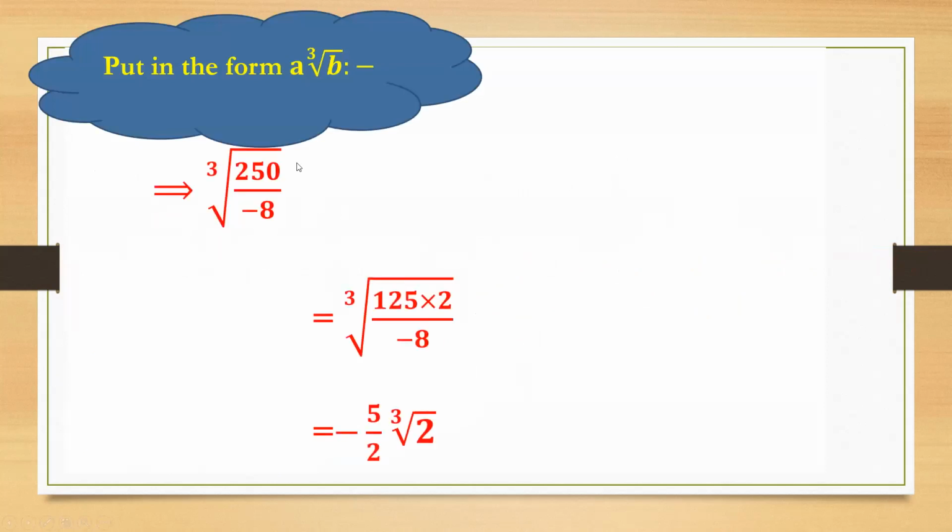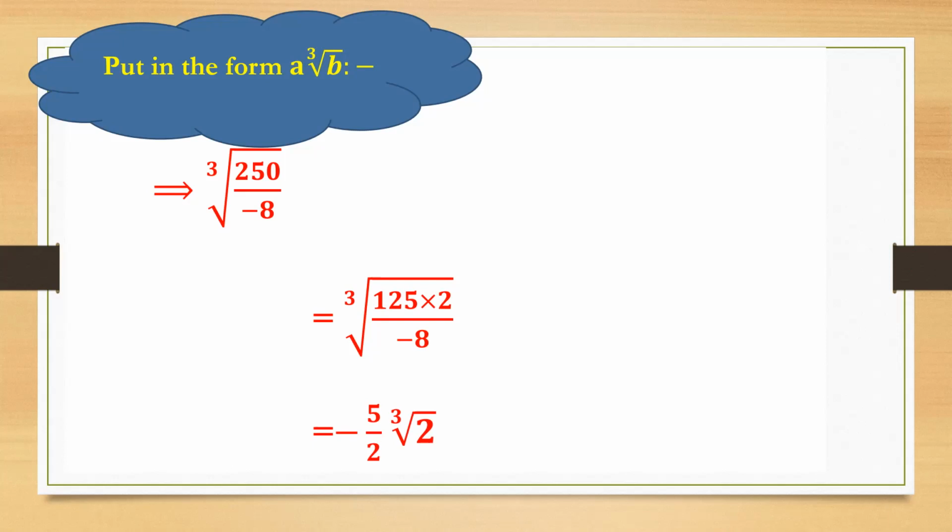I have here a fraction: cubic root of 250 over negative 8. I distribute 250 to 125 times 2 because 125 has a cubic root. The cubic root of 125 will be 5, and the cubic root of negative 8 will be negative 2. So 125 and negative 8 give 5 over 2, and with the negative, the answer will be negative 5 over 2.